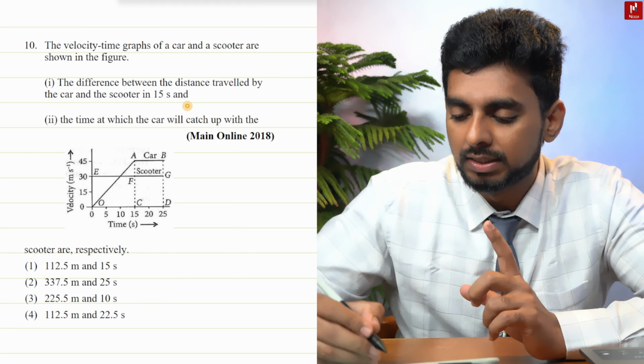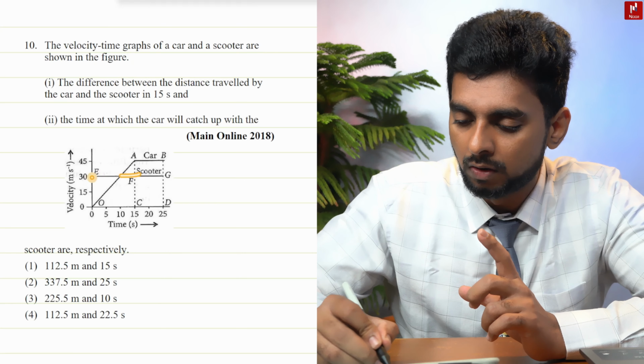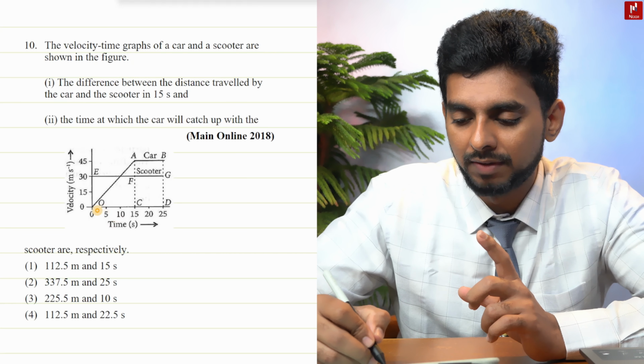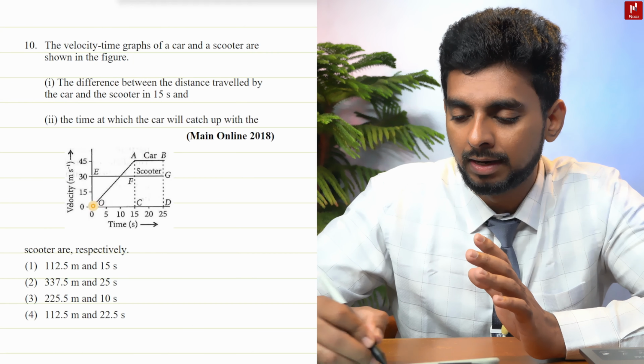So in the first 15 seconds, if you look at the graph, the first interval is between 0 to 15 seconds, where the scooter has a constant velocity of 30 meters per second. But in the case of the car, you have an acceleration, therefore the velocity is increasing in a linear fashion.